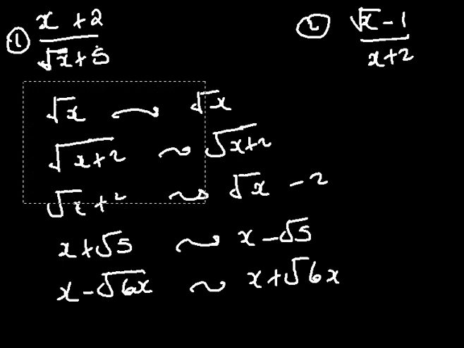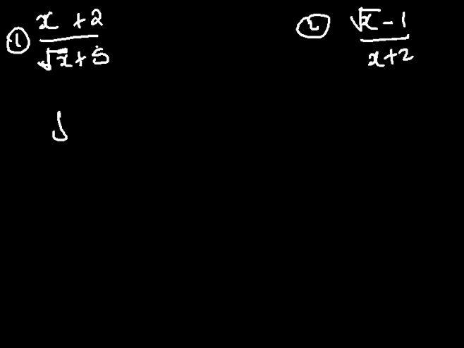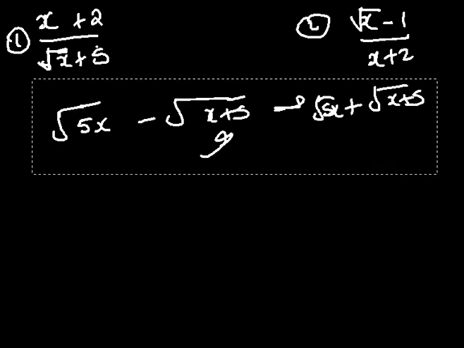And let's say if we have something like this, the square root of 5x minus the square root of x plus 5, the conjugate of this one is given as the square root of 5x plus the square root of x plus 5. In other words, the signs inside the surd, the square root or the radical, do not change. So keep that in mind.